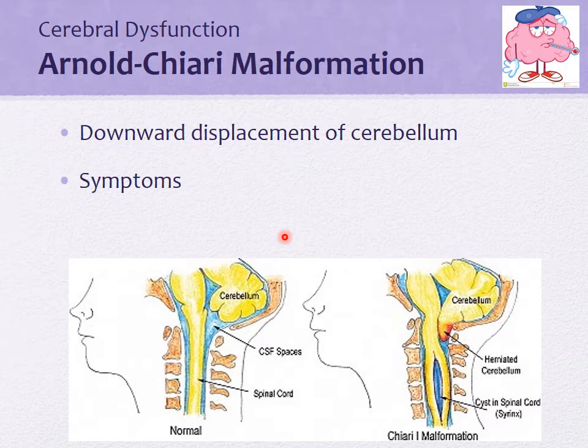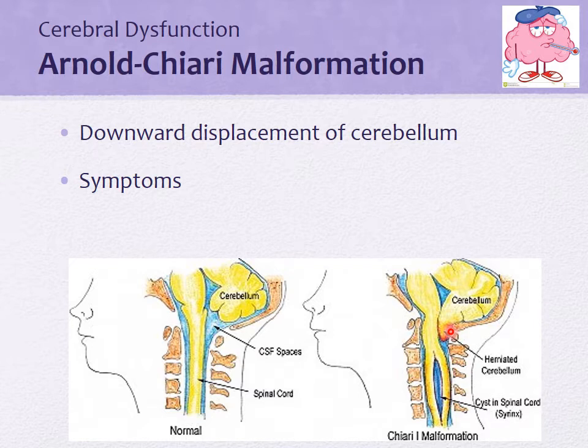If they do decide to do surgical treatment, what that will do is reestablish the normal fluid circulation through and around the area, so the normal CSF circulation. Like I said, with type 1, a lot of times they will not do surgical intervention. They'll just treat the symptoms.